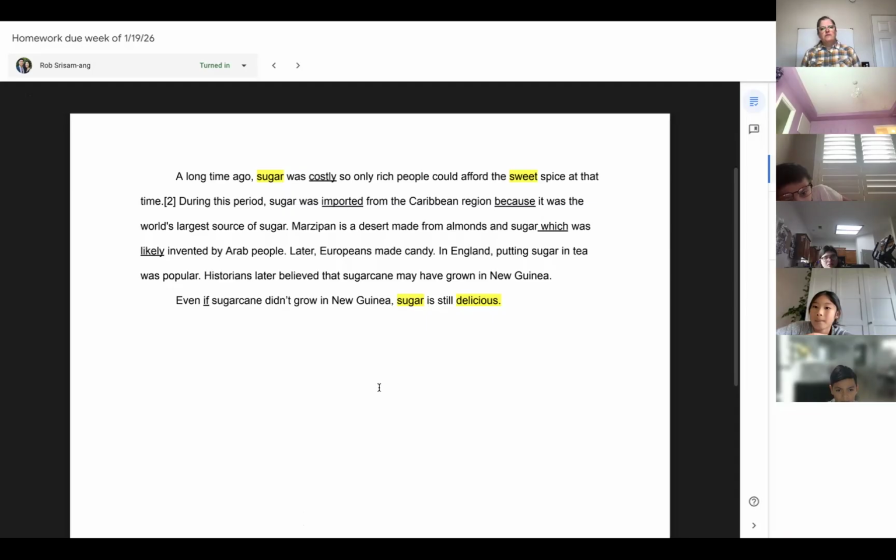Later, Europeans made candy. In England, putting sugar in tea was popular. Historians later believed that sugar cane may have grown in New Guinea. Even if sugarcane didn't grow in New Guinea, sugar is still delicious. Let's give her a clap. Good job. I love it. So she's talking about the different places where they came from and how they used sugar years ago, and that is the history of sugar.